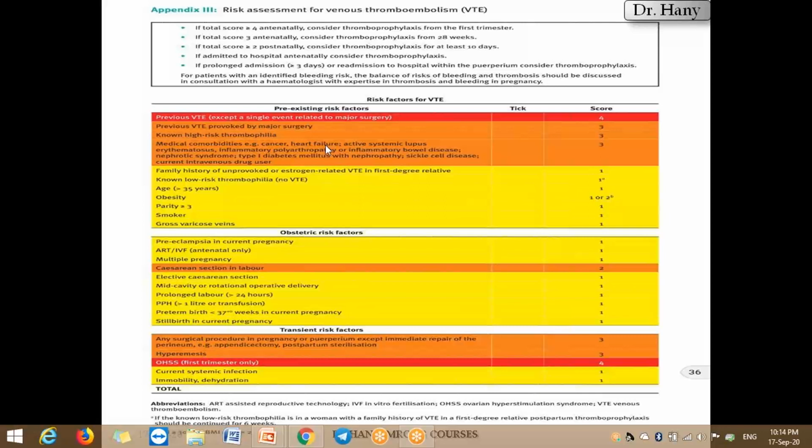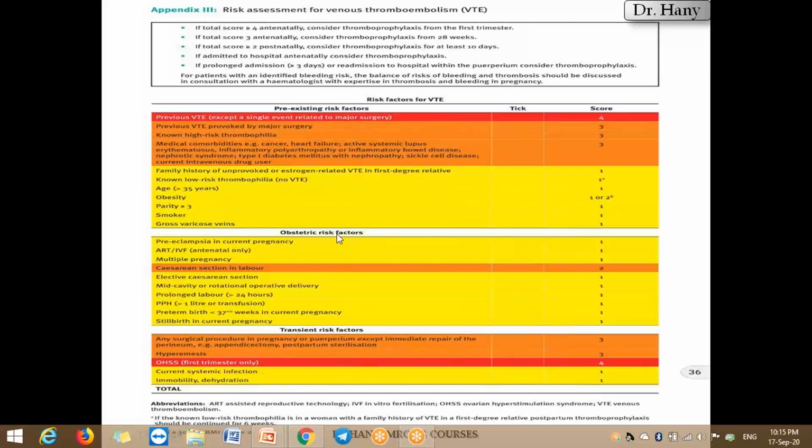If the woman had score 1 or 2, you will give score in the antenatal risk assessment. Cesarean section 2 for emergency, elective 1. BMI postnatal, take care, 30 and 40, 1 or 2. Ovarian hyperstimulation is a transient risk factor. It will be in the first trimester only.